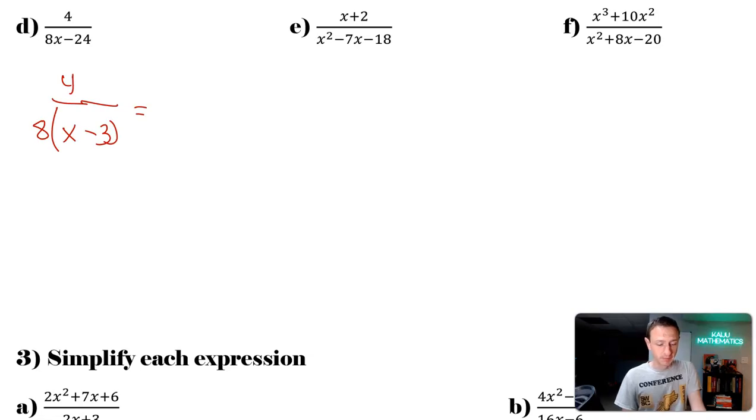4 over 8 can simplify down. So 4 over 8: 4 goes into 4 one time, 4 goes into 8 two times. So that's going to be 1 over 2 times x minus 3.